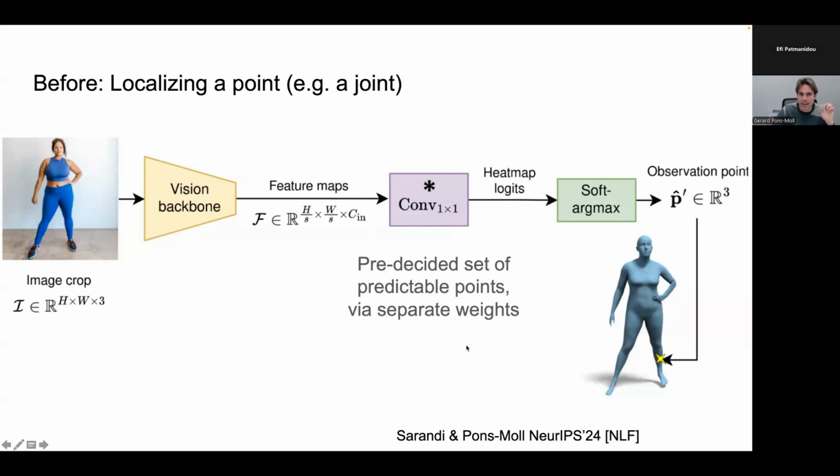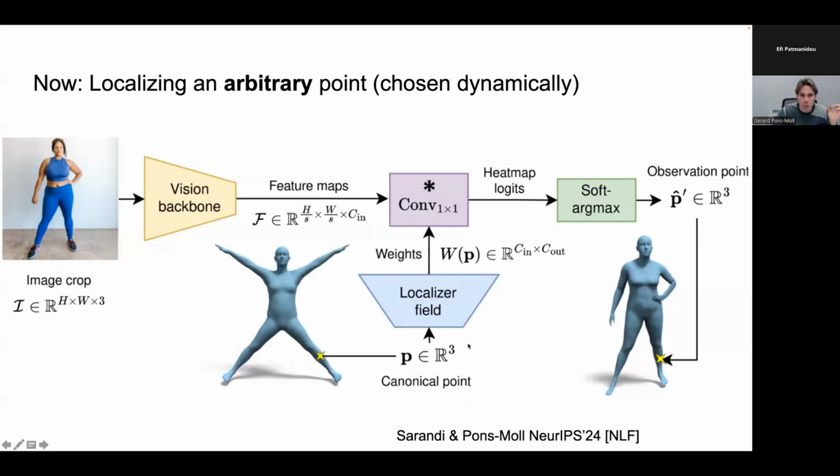Instead of having a pre-decided set of predictable points via separate weights, what we do is we have a localizer field. This is inspired by neural implicit models to reconstruct surfaces, in which every point is decided to be inside or outside the surface by a neural network. Now we have a similar idea, but for every point, we have a localizer field that produces neural network weights, WP, right? Which are supposed to detect this particular point in the image. Now, as I move this point along the body, these weights smoothly change to predict a different point.